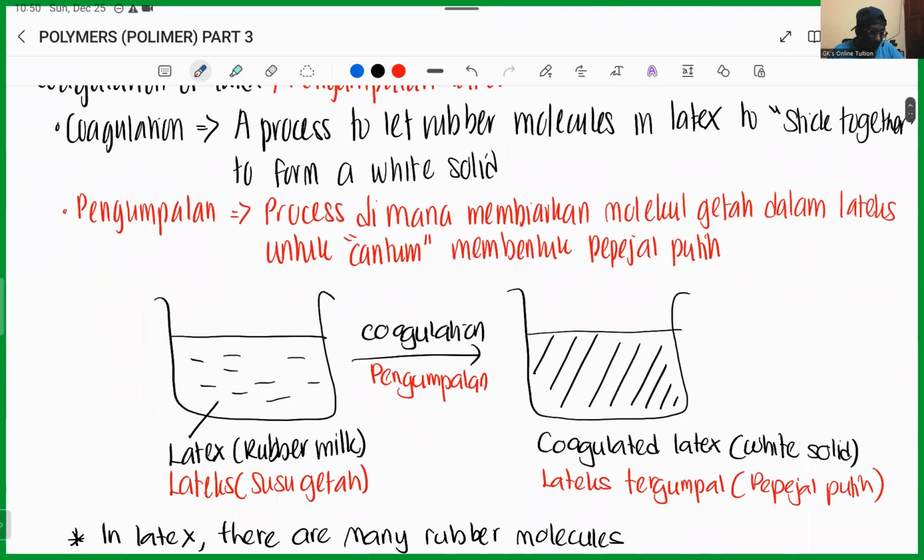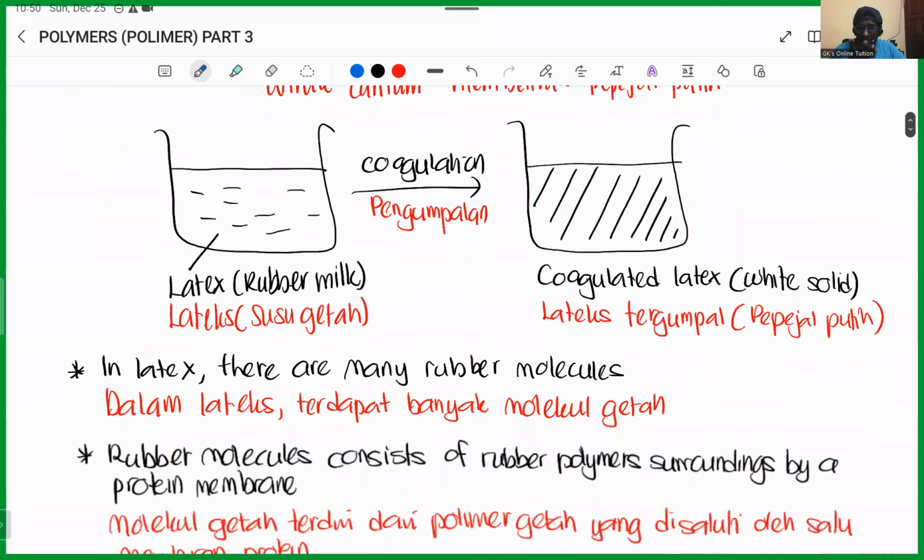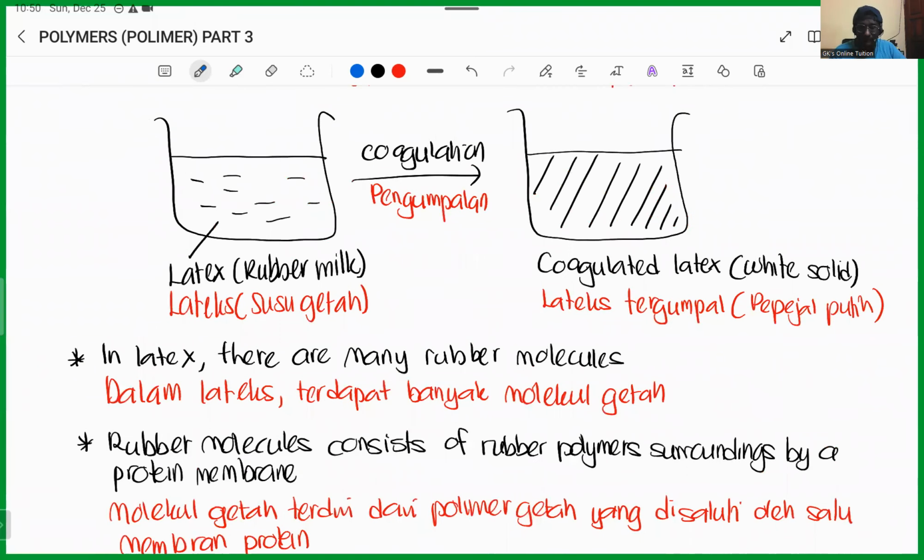So this is actually what happens. Okay. Bila latex ni daripada pokok getah, from a rubber tree, it is in liquid. Kita panggil dia sebagai rubber milk, susu getah. This rubber milk, you leave it overnight. You tak buat apa-apa, you biarkan je dalam udara. Apa yang akan berlaku? Coagulation. Penggumpalan akan berlaku, causing the latex to become coagulated. Liquid change to solid. Menyebabkan latex yang cecair awal-awal tukar jadi pepejal putih.